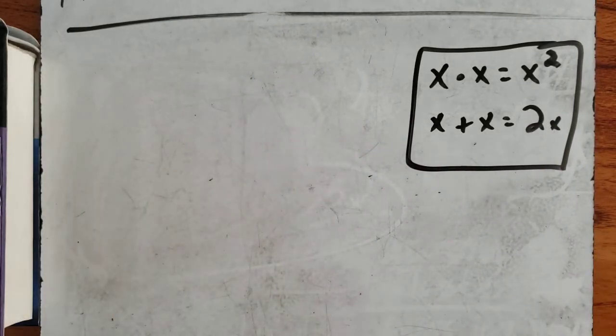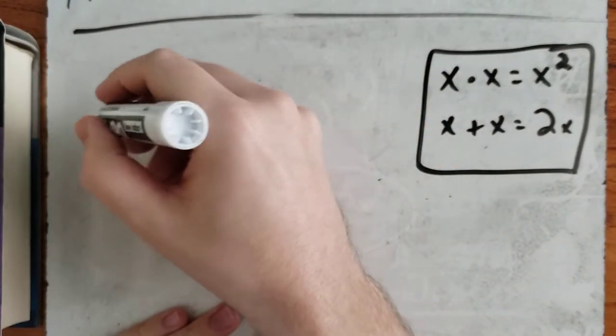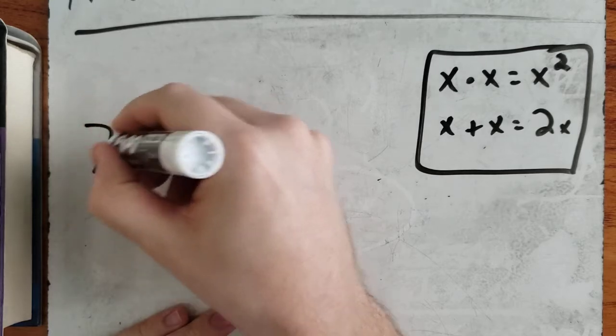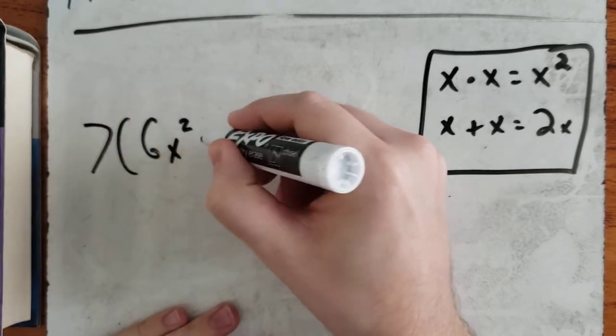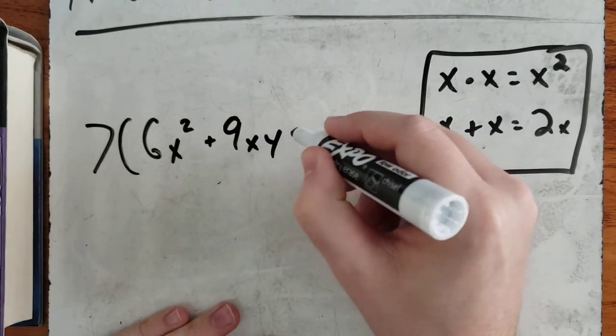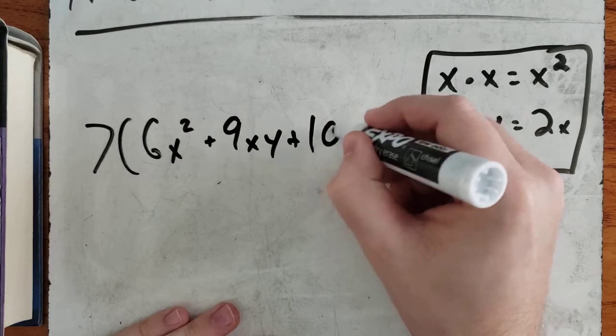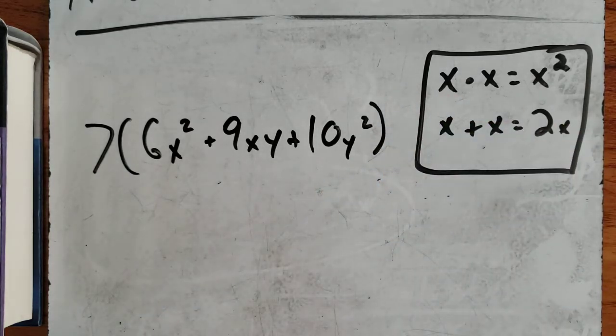All right, let's do 2 more. Let's do 7 times 6x squared plus 9xy plus 10y squared. Okay, so don't look at it and be confused. Don't look at it and think it's a lot. Okay, remember, one step at a time.